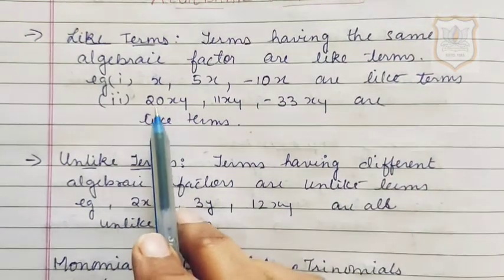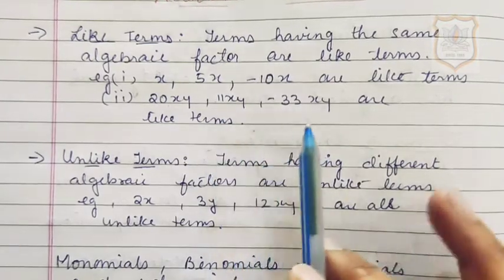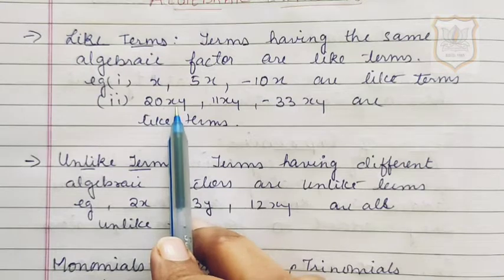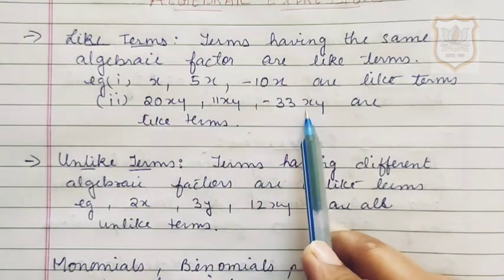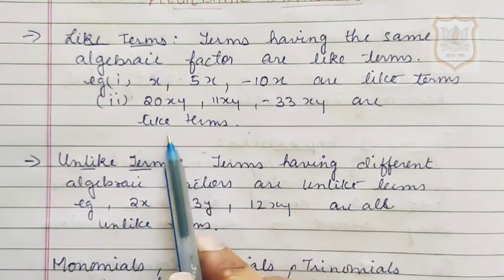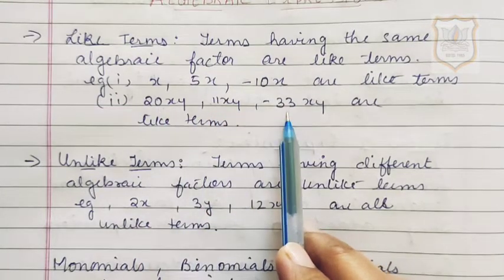Another example, 20xy, 11xy, minus 33xy are like terms. Students, here you can see that in this term the variable is xy, in this term also the variable is xy, and in this term also the variable is xy. When the variable is the same in all the terms, then they are called like terms. The numbers may be different.